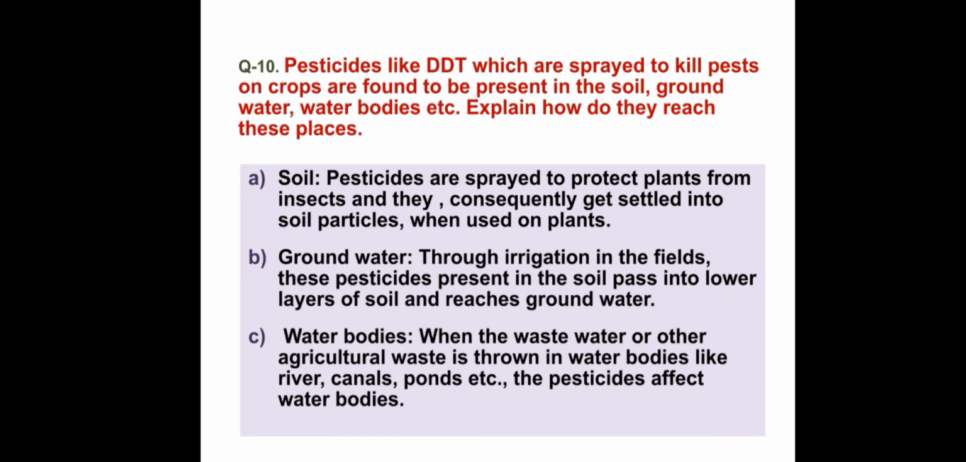Next, let's see how groundwater is affected. Through irrigation in the fields, these pesticides present in the soil pass into lower layers of the soil and reach the groundwater. So this DDT is getting accumulated in the groundwater also. Next, how this DDT is mixing with water bodies. When the wastewater or other agricultural waste is thrown in the water bodies like rivers, canals, ponds, etc., the pesticides affect the water bodies. Because of this, these chemicals are getting accumulated in the aquatic organisms, and consequently it reaches the next trophic levels. Finally, the human beings who are at the topmost level in the food chain are accumulating more and more DDT, which is harmful to us.